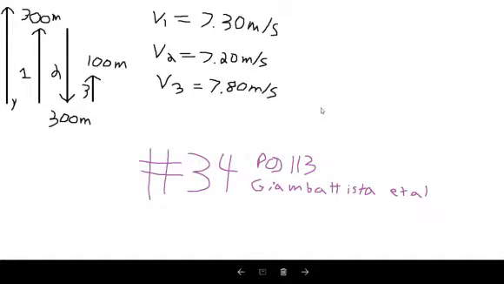Alright, this is my video reassessment for velocity and position and acceleration. We'll be doing number 34, page 113 of John Batista. Start by reading the question.